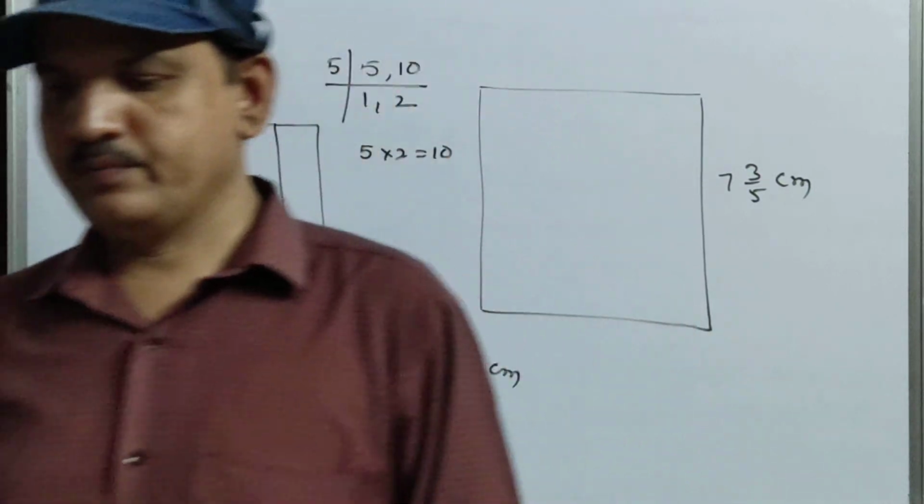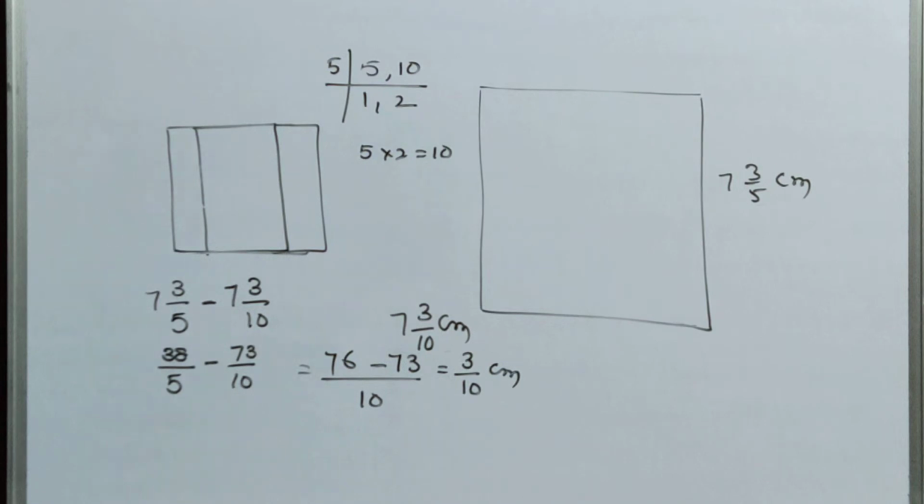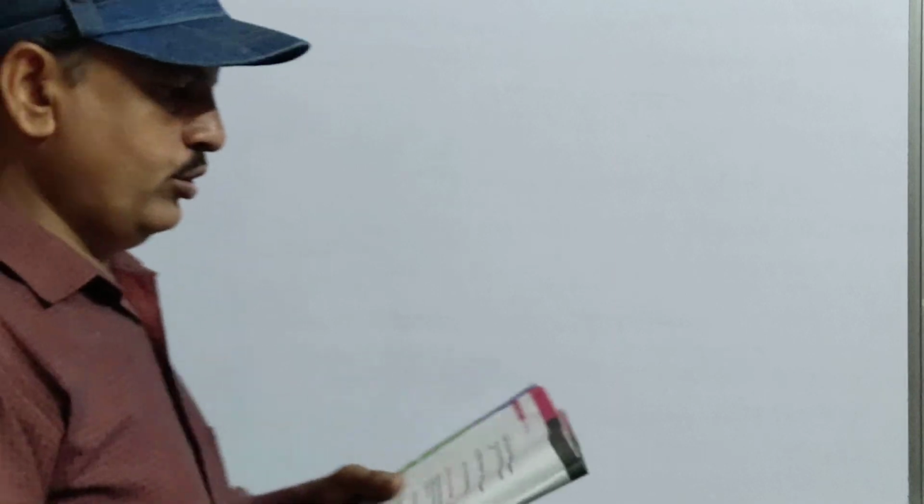Okay children, next. See the next question now. Okay children, see that in page number 32, 7th question. Ritu ate 3 by 5 part of an apple and the remaining apple was eaten by her brother Somu. Okay, Ritu, how much did she ate? 3 by 5 part of the apple she ate. And the remaining apple was eaten by her brother Somu. How much part of the apple did Somu eat?